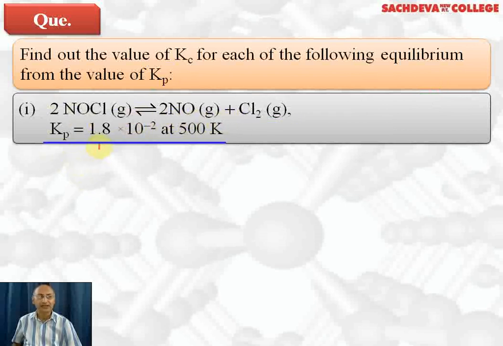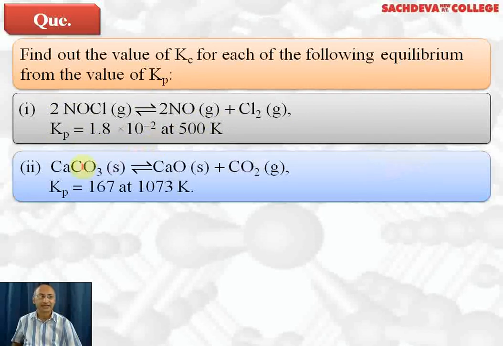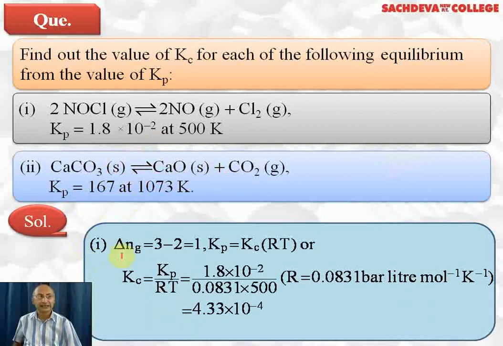Kp is 1.8 into 10 to the power minus 2 at 500 Kelvin. Second is calcium carbonate solid, on heating gives you calcium oxide solid plus CO2 gas. Kp is 167 at 1073 Kelvin. So first case is find out delta N. What is delta N? Number of moles of gaseous products minus number of moles of gaseous reactants. Gaseous products are 3. Gaseous reactants are 2. So delta N comes out to be 1.